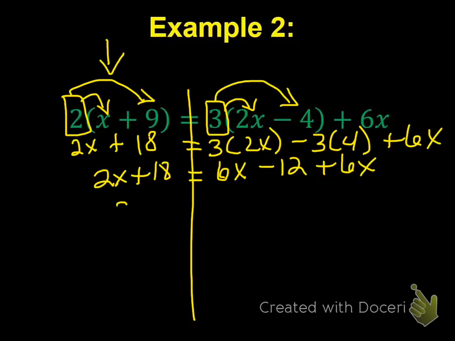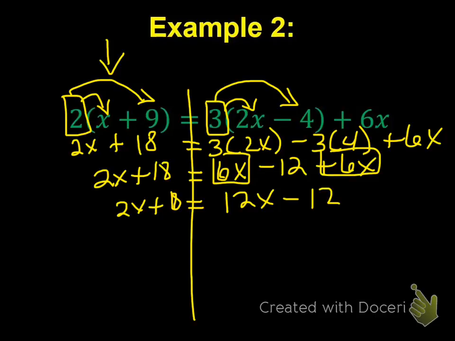Rewrite the left side. There's nothing to simplify over there yet. We're still just carrying this down. Equals. Now we're going to combine like terms on the right side. 6x plus 6x is 12x. Minus 12. Combine like terms. I like to keep the coefficient positive if I can.